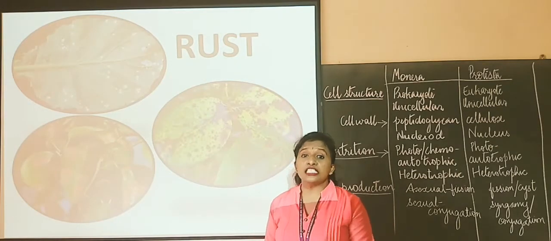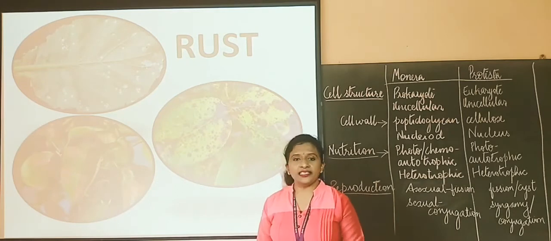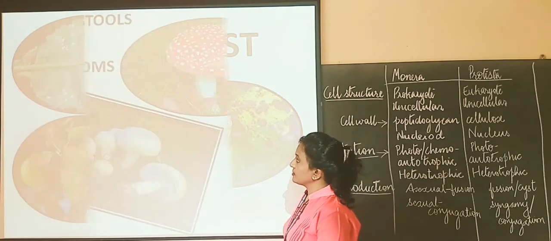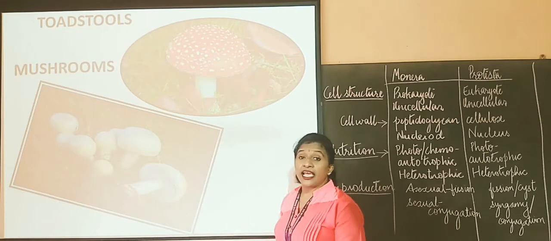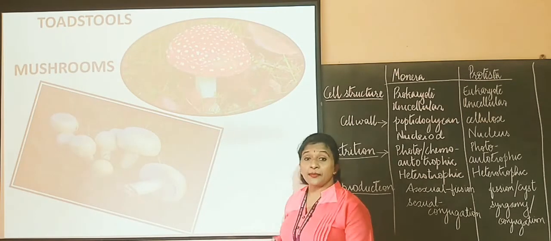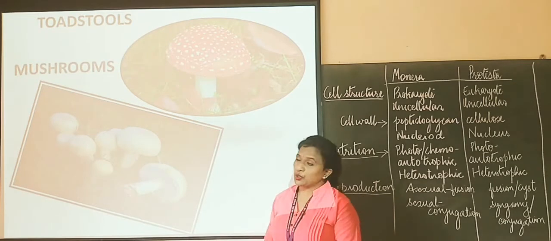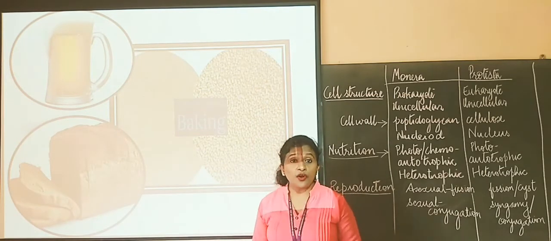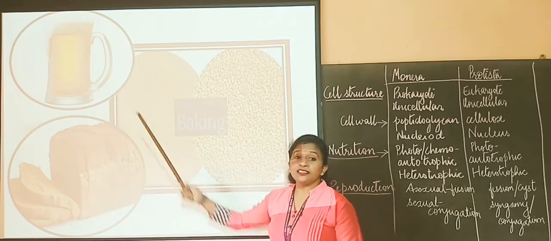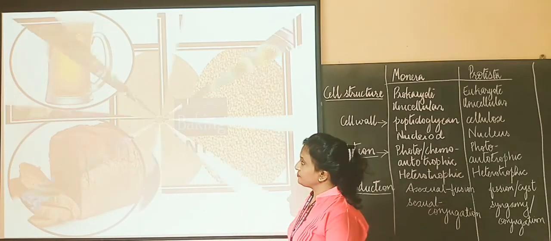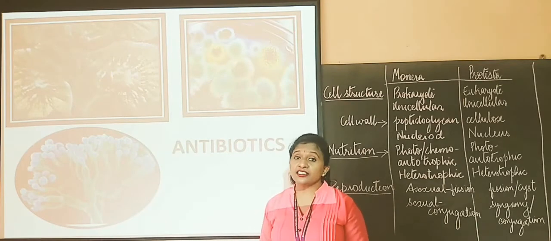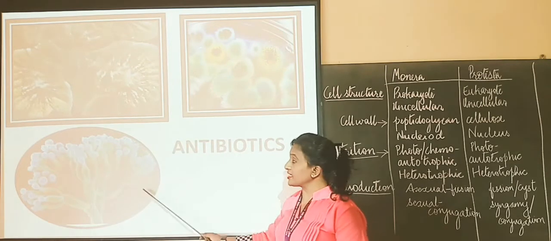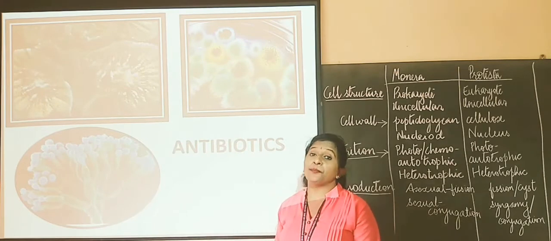Fungus also causes disease in plants as well as in animals. We see patches on the leaves indicating that there is a fungal infection. But there are some fungi that are edible, such as mushrooms, and ornamental fungus called toadstool. Yeast, which is a unicellular fungus, also plays an important role in baking and in preparing alcoholic beverages. And there are certain fungi which play an important role in the preparation of antibiotics. One example is penicillin, which is prepared from Penicillium notatum.